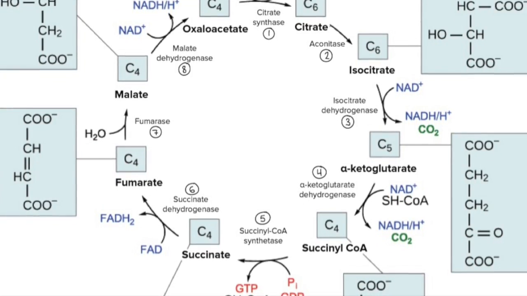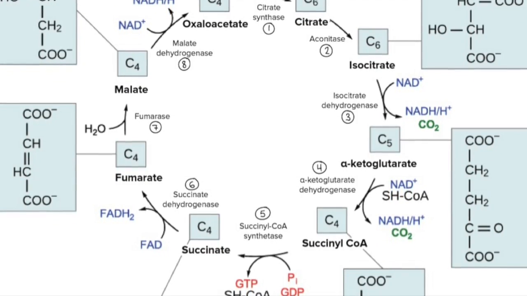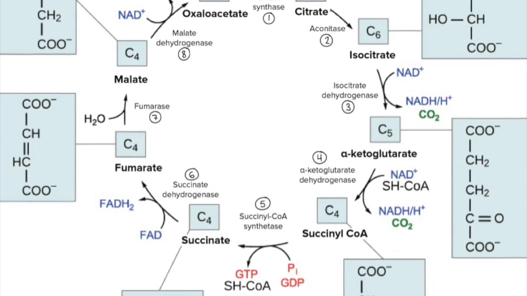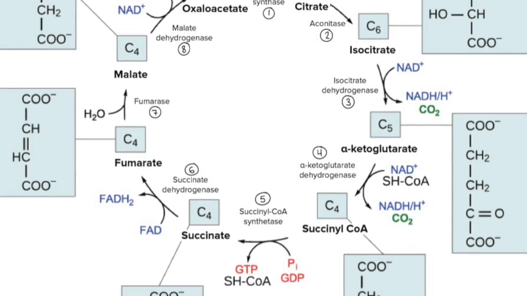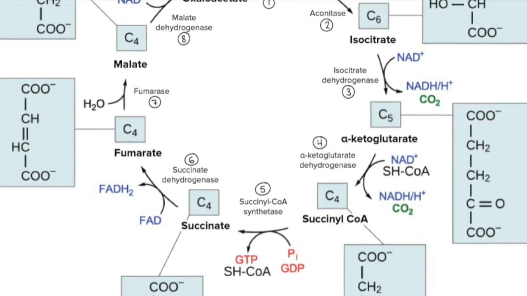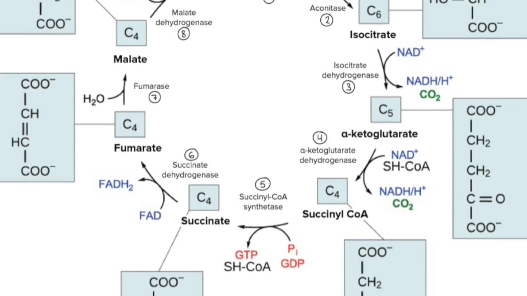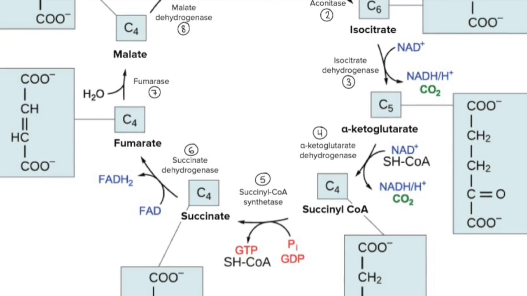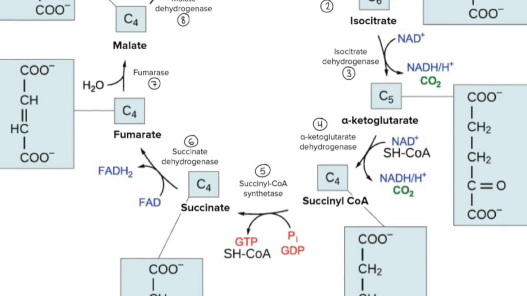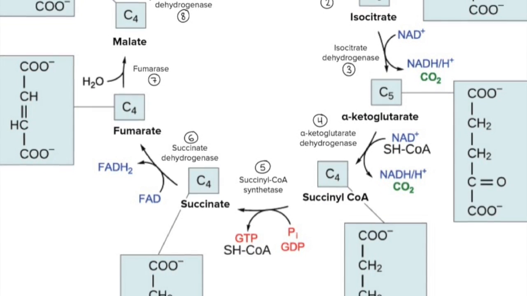CoA of succinyl-CoA will be replaced by a phosphate group, which will be transferred to ADP to form ATP. In certain cells, GDP will be used instead of ADP, which will form GTP. CoA of succinyl-CoA being replaced by a phosphate group results in a 4-carbon molecule called succinate.